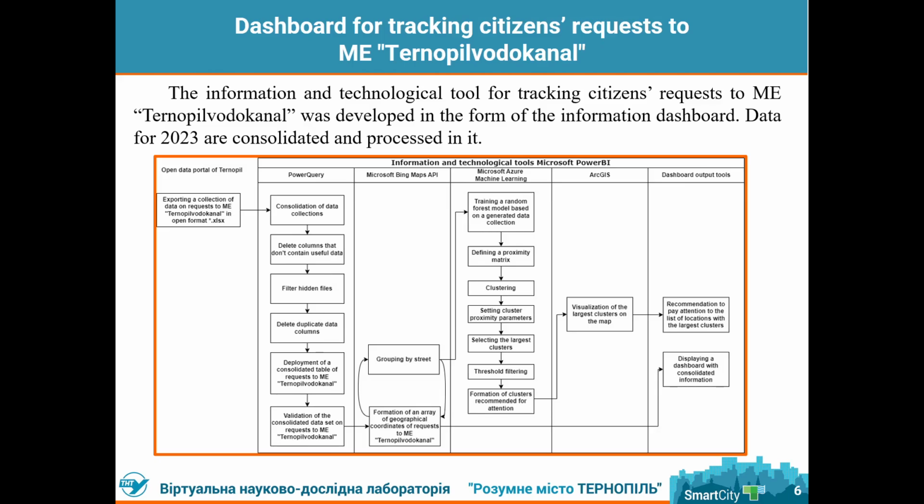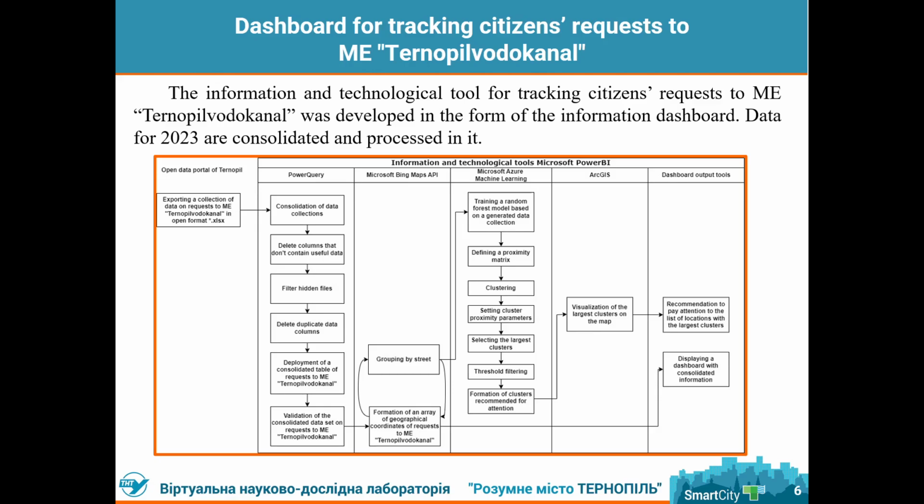The developed information dashboard carries out analytical processing of open data regarding the requests to municipal enterprise Ternopil Vodokanal. As a result, recommendations regarding the identified problematic locations of the water supply network are formed. Decision-making support functions are implemented on the basis of machine learning. In particular, the method of unsupervised random forest is used to identify clusters of geolocation data of citizen requests to municipal enterprise Ternopil Vodokanal. The interaction of information and technological tools in Microsoft Power BI is organized by means of Microsoft Bing Maps API, Azure Machine Learning, and ArcGIS.